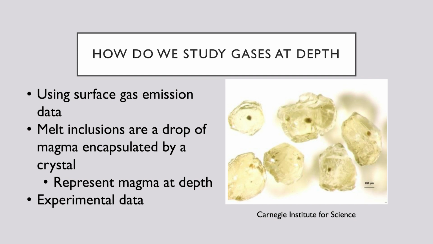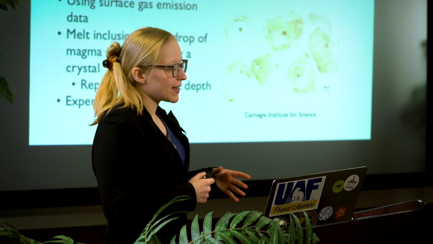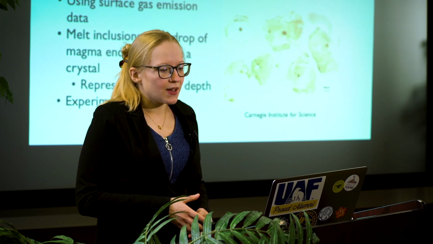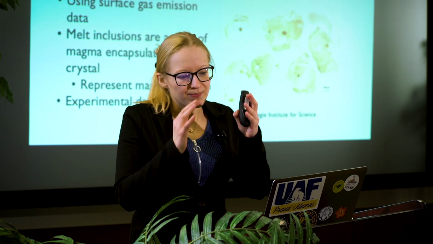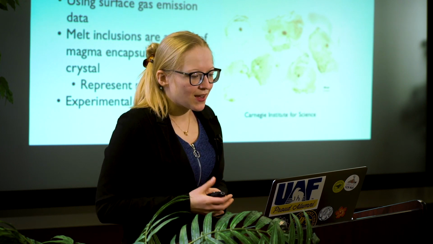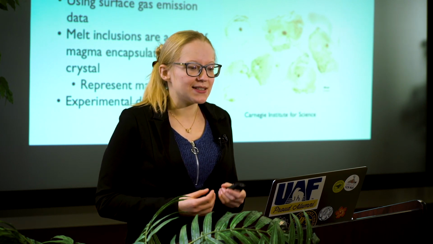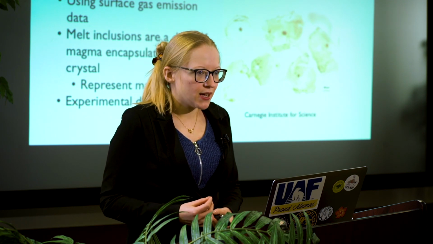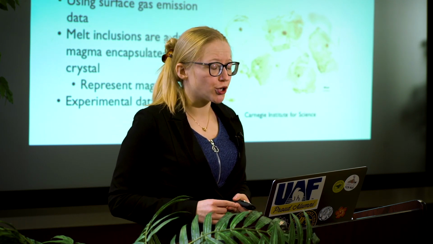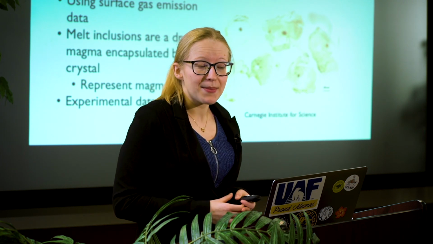The other way is we can use melt inclusions. So here you have an image of a couple of crystals, and those black dots are melt inclusions. You have here a little scale. The black bar is 0.2 millimeters, or about a tenth of an inch. Those black points are melt inclusions, meaning that a crystal grew in a magma chamber and surrounded a droplet of magma. And this droplet of magma stayed at the same composition and still represents the magma conditions, so the pressure and temperature conditions that existed in the magma chamber.